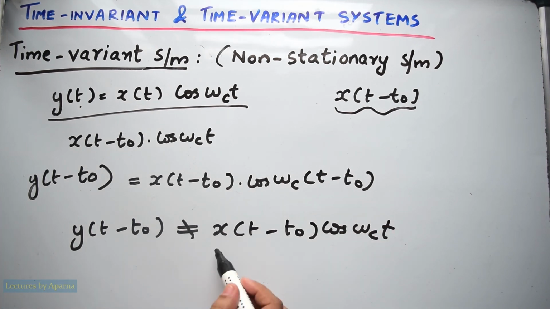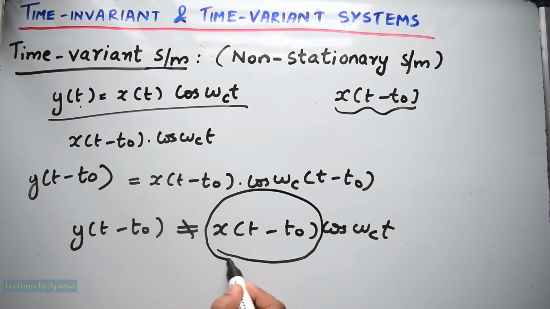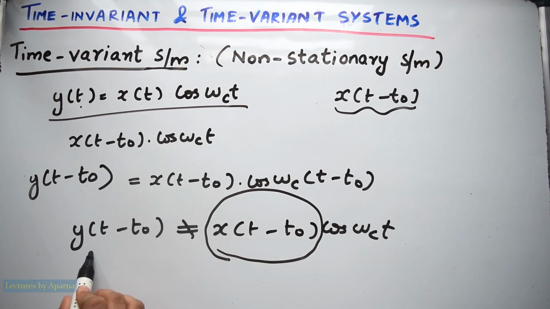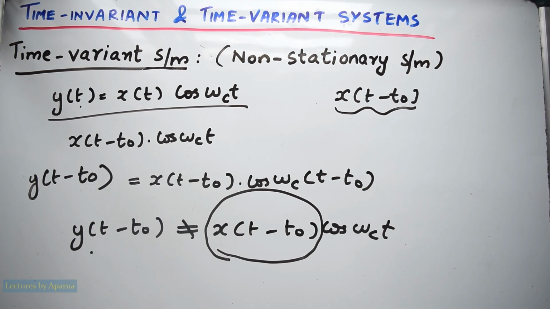So we can say, if we do the time shift in the input signal, there is no equivalent time shift in the output signal. Therefore, the system is time variant. This is how you check whether a system is time invariant or time variant.